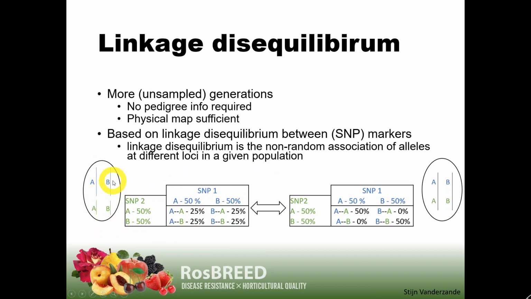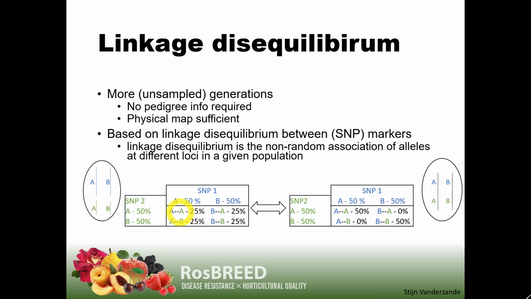if 2 markers were segregating independently, so the blue and the green locus here, and for the blue locus, there's 50% of A alleles in the population and 50% of B alleles in the population, and the same goes for the green marker. Then we expect that the combination of 2 alleles over the 2 loci would be about 25%, or 0.5 times 0.5. So we expect it to be the multiple of the 2 independent frequencies.